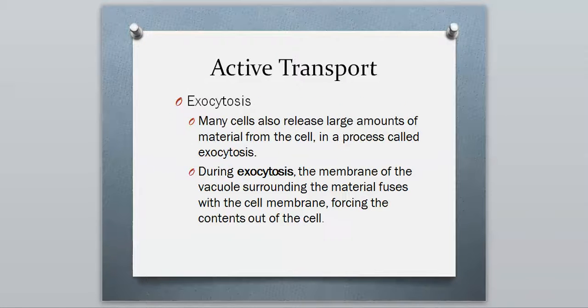And then our last one is called exocytosis. Exo sounds like exit, and that occurs when many cells release large amounts of material from the cell in this process. During exocytosis, the membrane of the vacuole surrounding the material fuses with the cell membrane, forcing the contents out of the cell. So inside of the cell, we will have a vacuole that has some things in it, some waste materials that maybe we don't want. That vacuole will fuse with the cell membrane, and in the process it just catapults it out of there. We might look at some more videos in specific of these things. But just know that that is what exocytosis is, and that is all for this section.